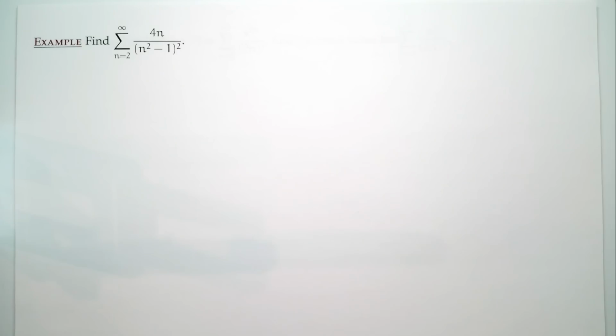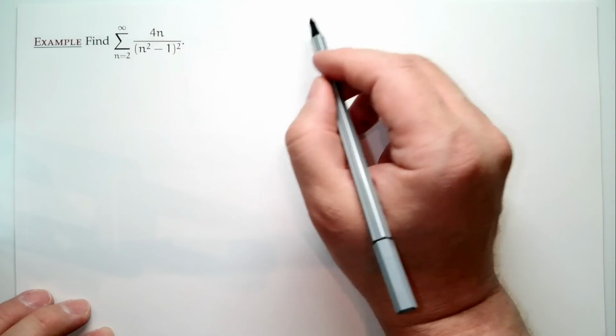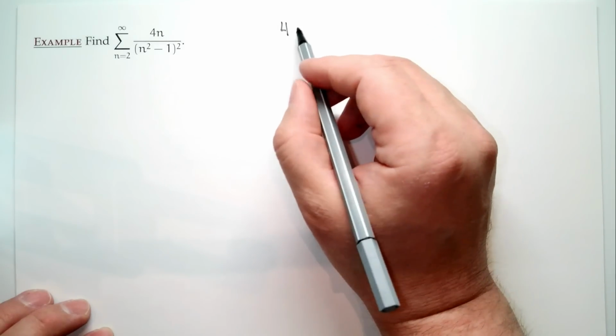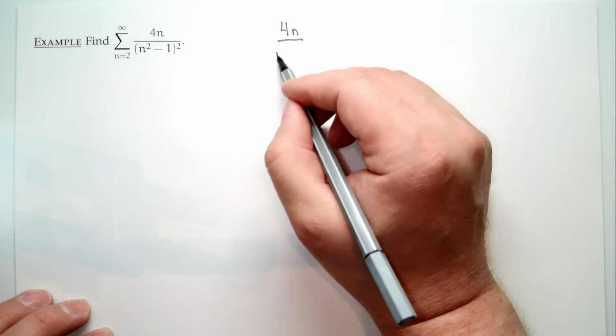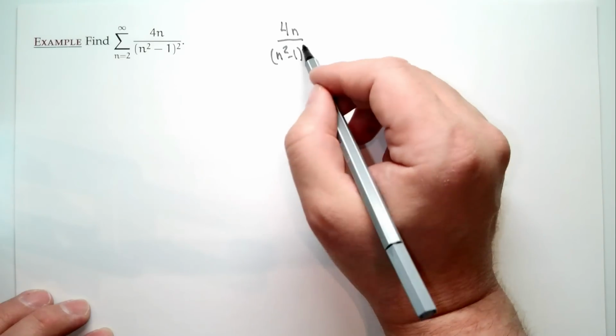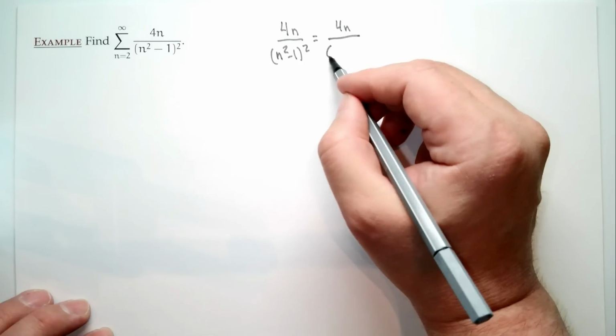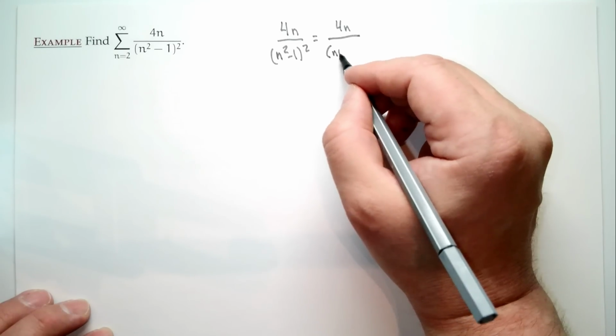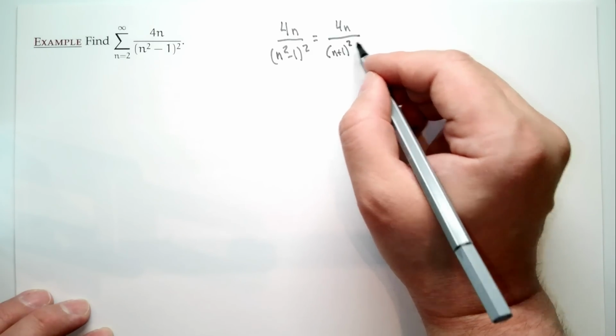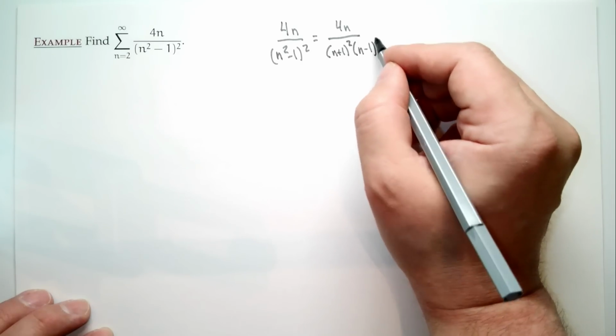So we're thinking telescoping. If we're thinking telescoping, we have to find a way to rewrite this so it looks like something minus something, and hopefully a good something minus something. So what's the idea? If we were doing integration, the way we would approach this problem is with partial fractions. So n squared minus 1 is n plus 1 times n minus 1. So this is n plus 1 squared and n minus 1 squared.